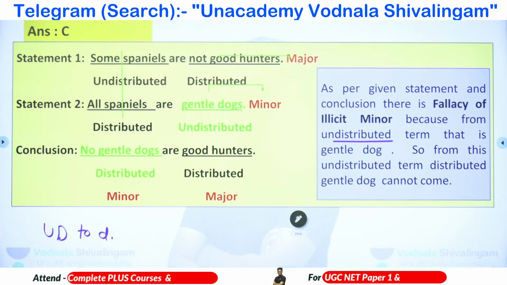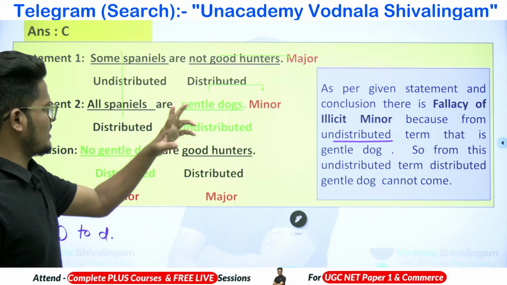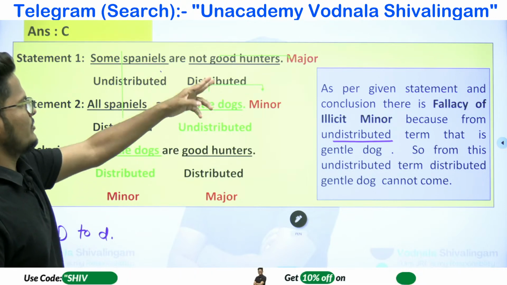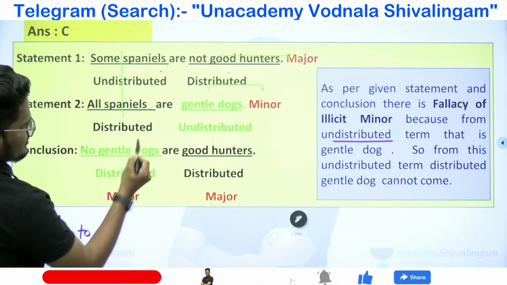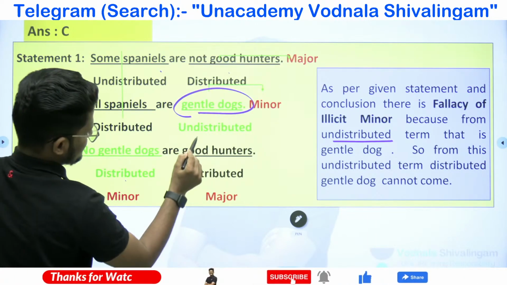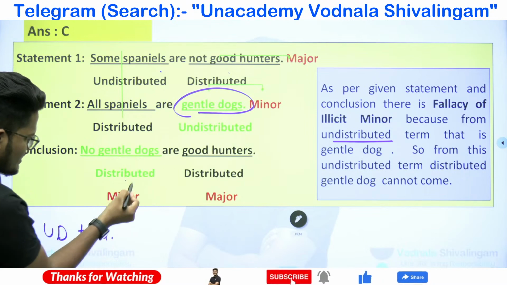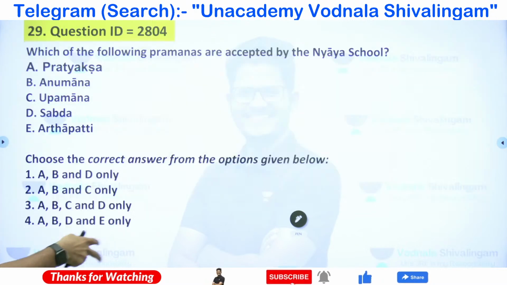Illicit minor fallacy. So distributed, distributed, distributed, undistributed, and undistributed and distributed. So here it is getting distributed and here it is getting distributed. But here undistributed, which is a minor term, is now getting distributed, which is a violation, which is illicit in nature.